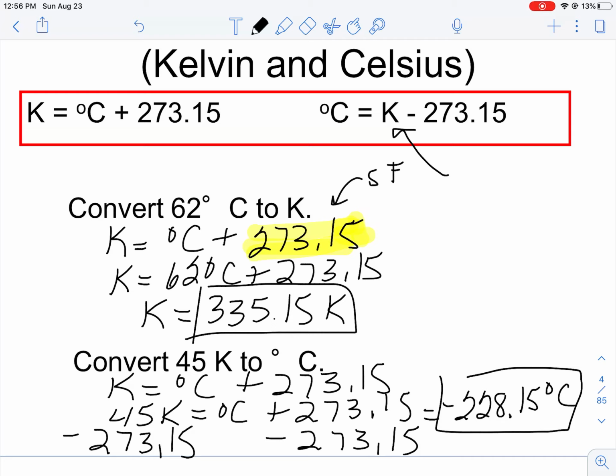And therefore that means that no molecules are moving. And you can see by that formula, the lowest possible degrees Celsius temperature is negative 273.15. So if you put 0 in for Kelvin, that would be negative 273.15.